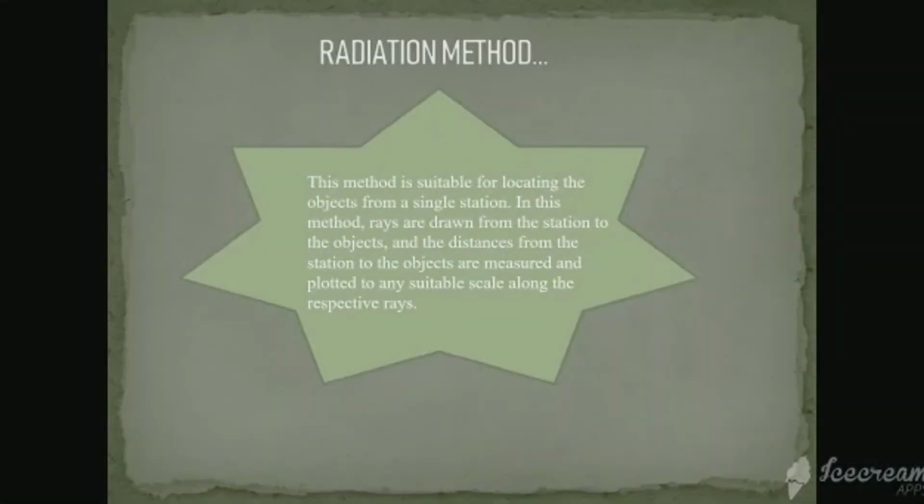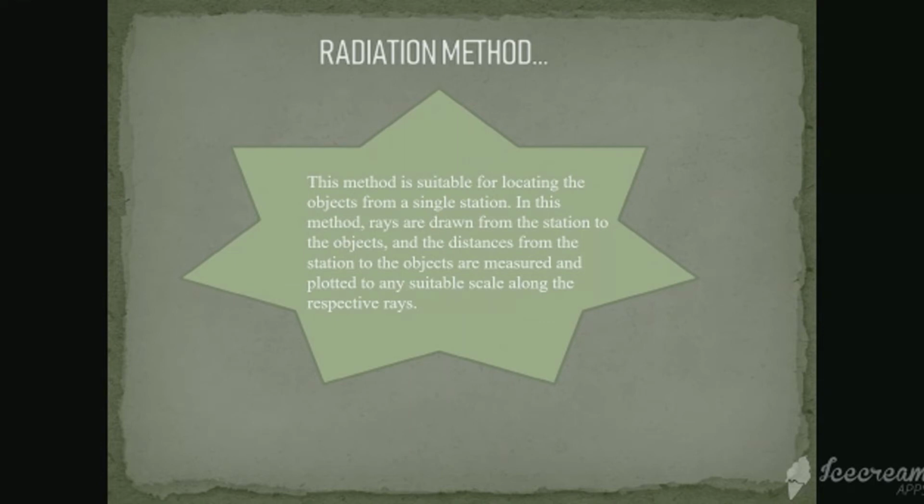Radiation method. In the radiation method of plane table surveying, the directions of the objects or points to be located are obtained by drawing radial lines along the fiducial edge of the alidade after getting the objects or points bisected along the line of sight of the alidade.